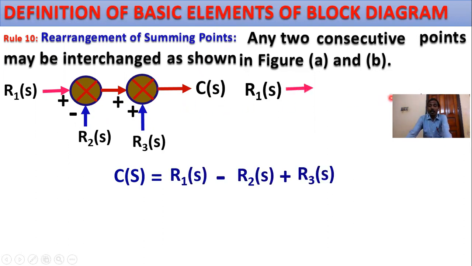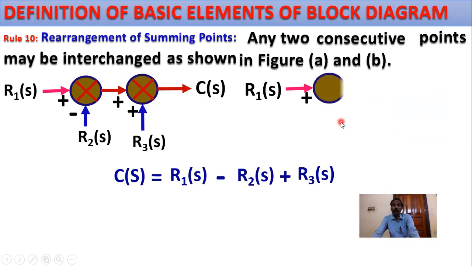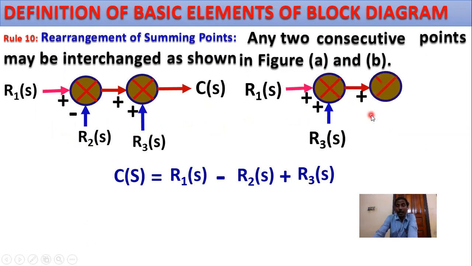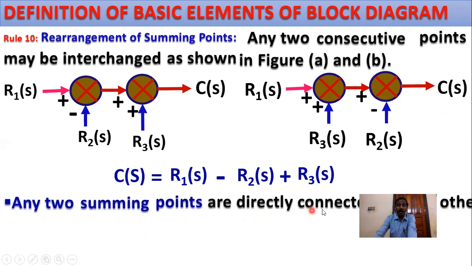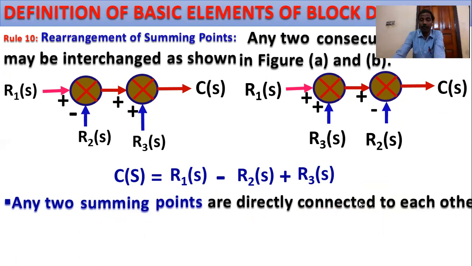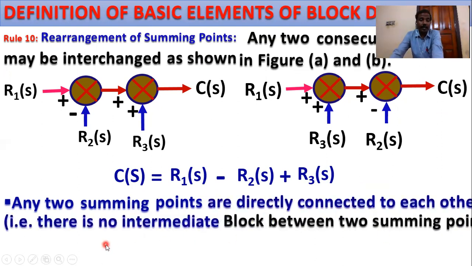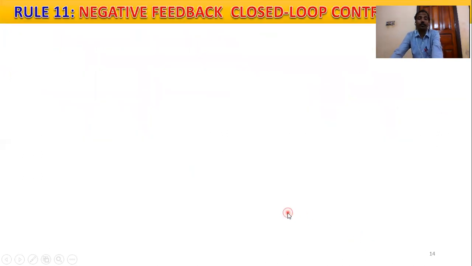So the equivalent circuit: R1(S) reference input, summing point, this is the forward path always positive, and this input suppose R3(S), with positive sign, and another input summing point or comparator with cross, this is input R2(S). Then C(S) equals to what? Any two summing points directly connected to each other, that is, with no intermediate block between the two summing points, may be interchanged.